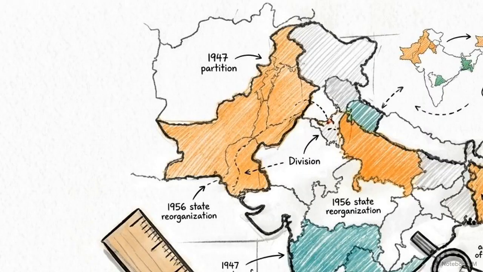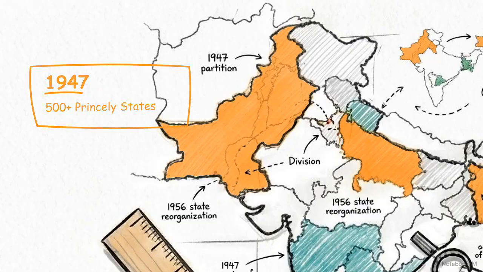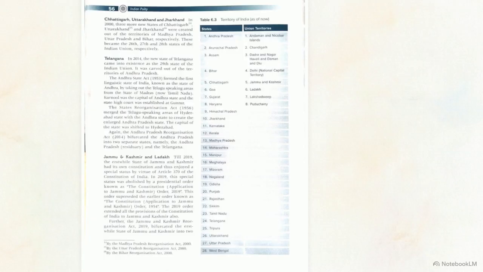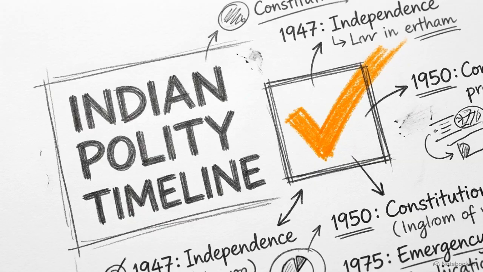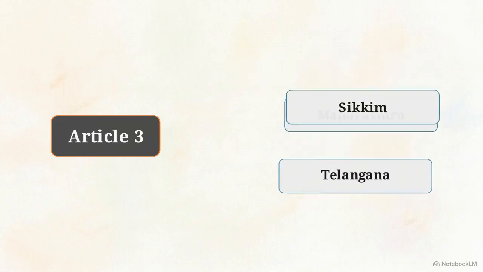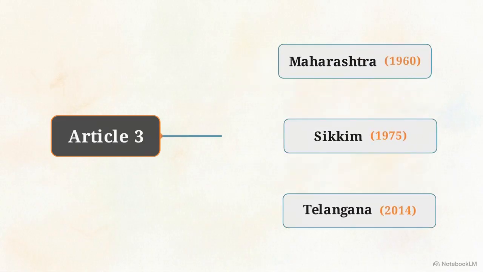We have now traced the progression from the fragmented map of 1947 to the baseline of 1956, following the timeline of statehood right up to the present day. This table provides the current count resulting from this entire evolutionary process: 28 states and 8 union territories. Having this structured timeline is essential for exams. When you are asked to order the creation of states or identify the reach of Article 3, you can now navigate the answer using a clear historical sequence.